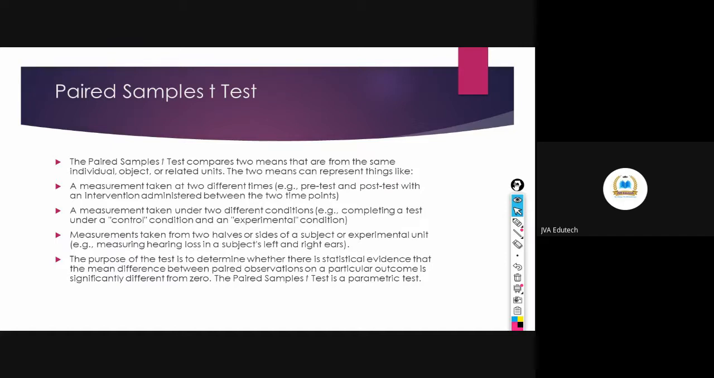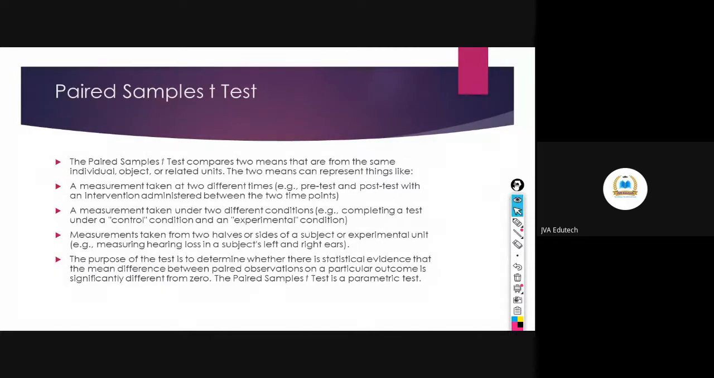Measurements can also be taken from two halves or sides of an experimental unit. For example, measuring hearing loss in a subject, means the person's left and right ears, whether they can listen properly, means whether there is a significant difference between their hearing from the right and the left ears or not. So in that case also you can use paired t-test. Whether there is a significant difference in the writing speed of your left hand versus your right hand. This could be a case of paired t-test.